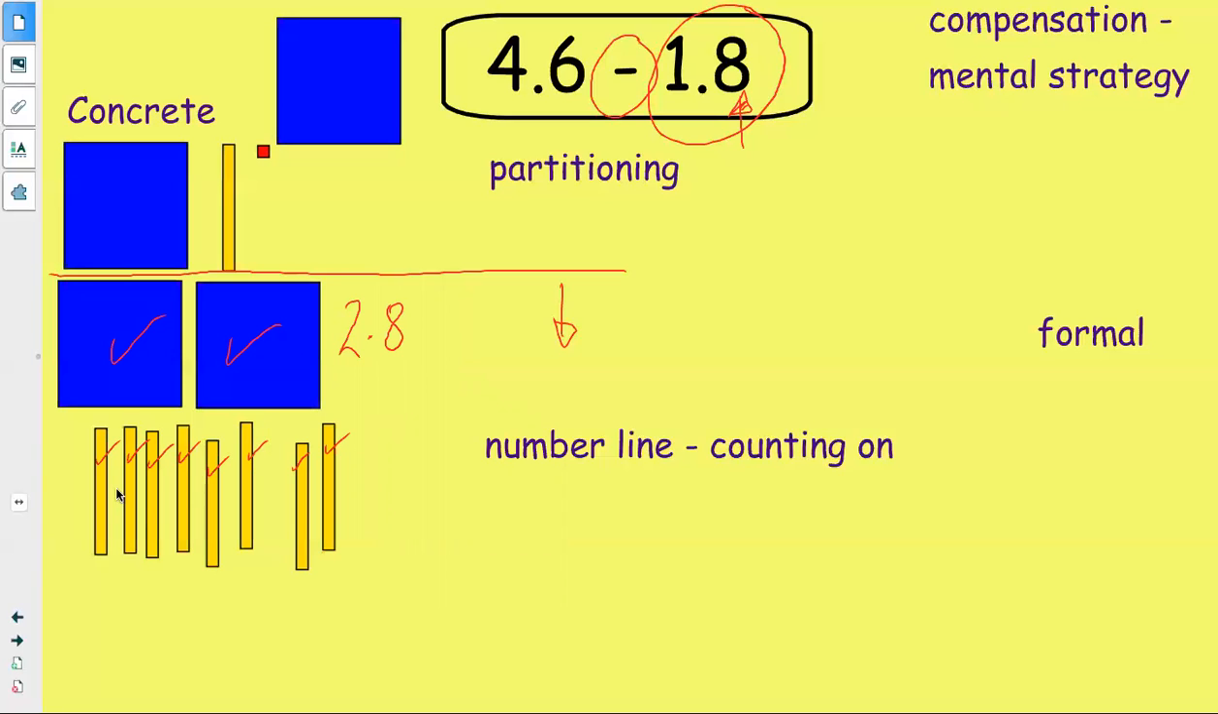Okay. We're going to look at partitioning for this one as well, and number line and computation and formal methods. So I'm just going to rub this out, sorry. Partitioning, again, is a wee bit trickier, I think, with subtracting. So you've got your 4 plus your 0.6, and you're taking away 1 plus your 0.8.